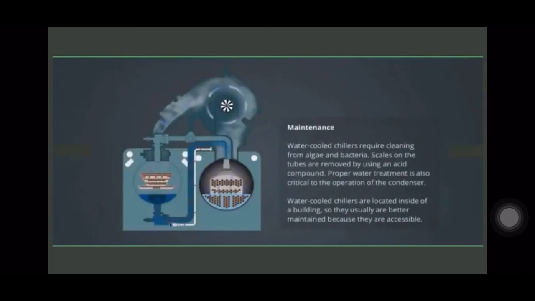Water-cooled chiller maintenance. Water-cooled chillers require cleaning from algae and bacteria. Scales on tubes are removed by using an acid compound. Proper water treatment is also critical to the operation of the condenser. Water-cooled chillers are located inside of a building.